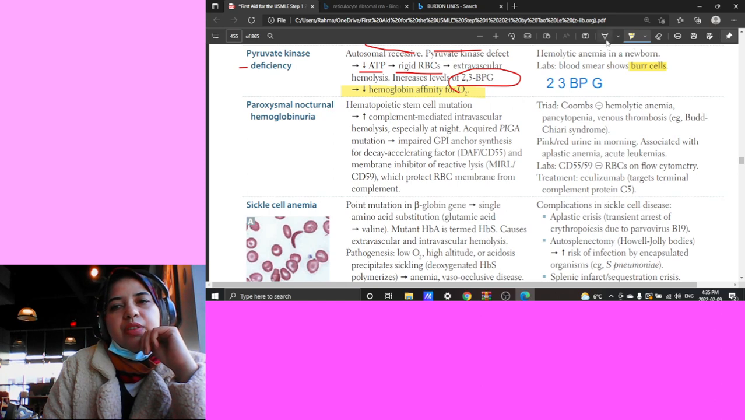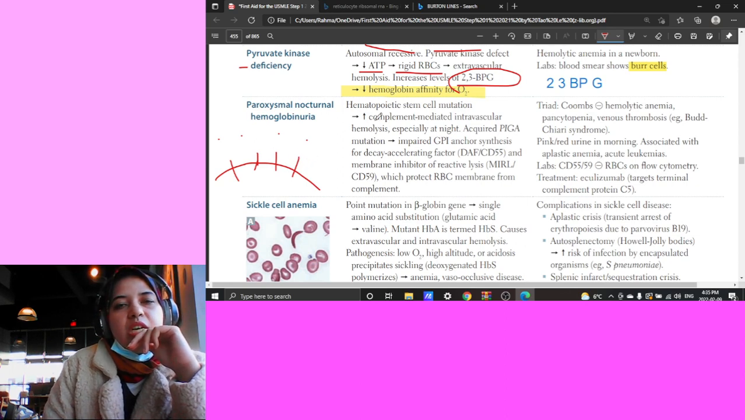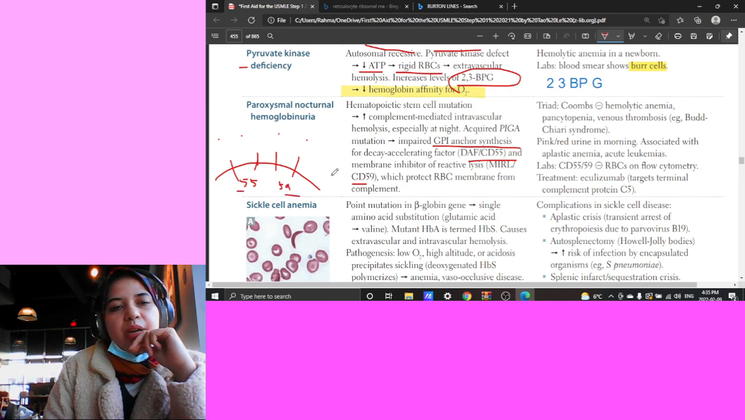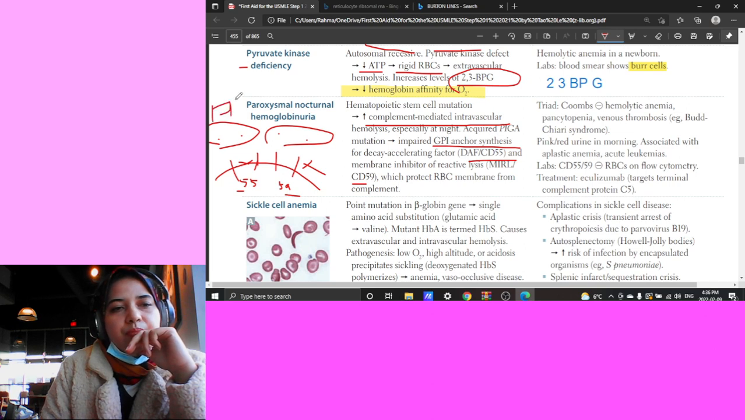For paroxysmal nocturnal hemoglobinuria, very simply, you have these receptors here where they will protect the RBC from activation by complement at any time and attack of your RBCs, but that never happens because you have these things that are protecting your RBCs. So you have what are called GPI anchor synthesis. You have CD55 and CD59. These CD55 and CD59 are normally there and they protect your RBCs from destruction by complement. If they're not there, you're going to have complement destruction of RBCs. So you have an increased complement-mediated intravascular hemolysis. So it's due to something called a PIGA mutation, an acquired PIGA mutation. So now your RBCs are susceptible to damage by complement, and these normally protect the RBC from that destruction.